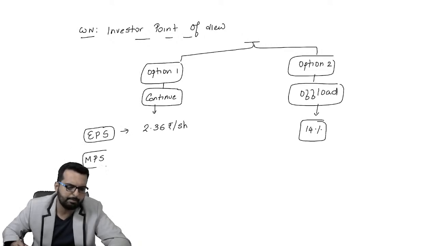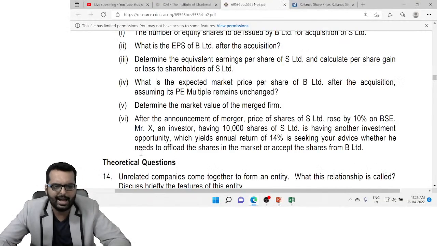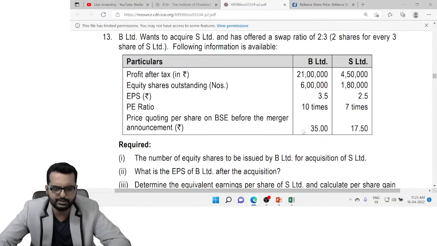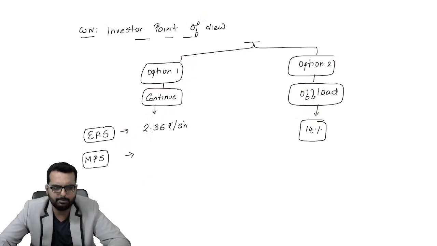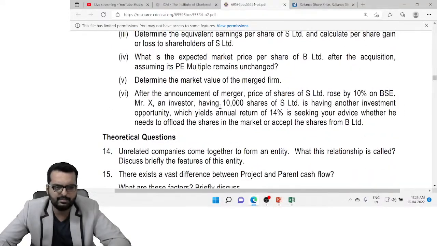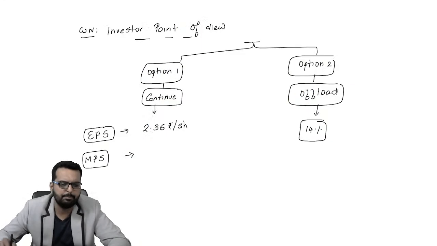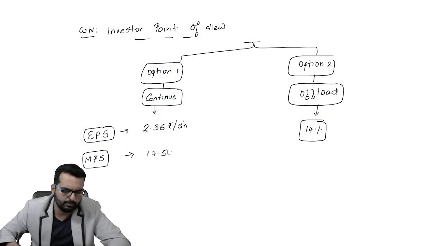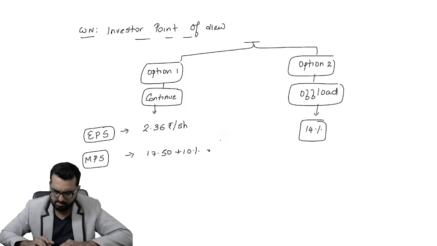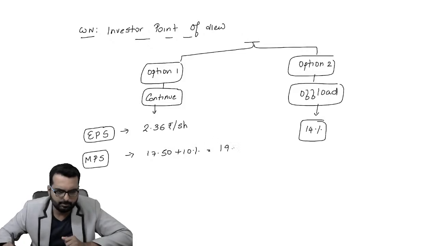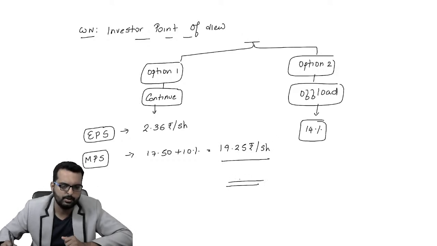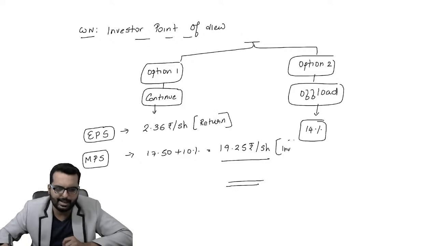How much is the market price per share? Let us find out. As of now, what is the market price per share that is told over here? 17.5. But the question says this will go up by how much? 10%. So it will be 17.50 plus 10%. That turns out to be 19.25 rupees per share. All right. So this is the return that I get and this is the investment that I have to make.